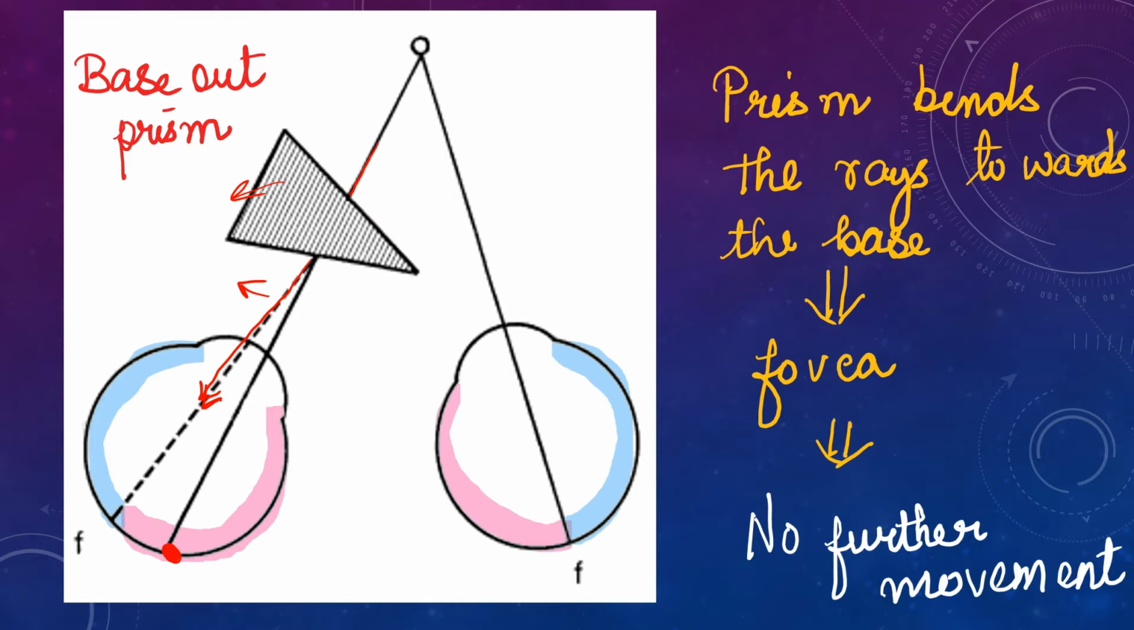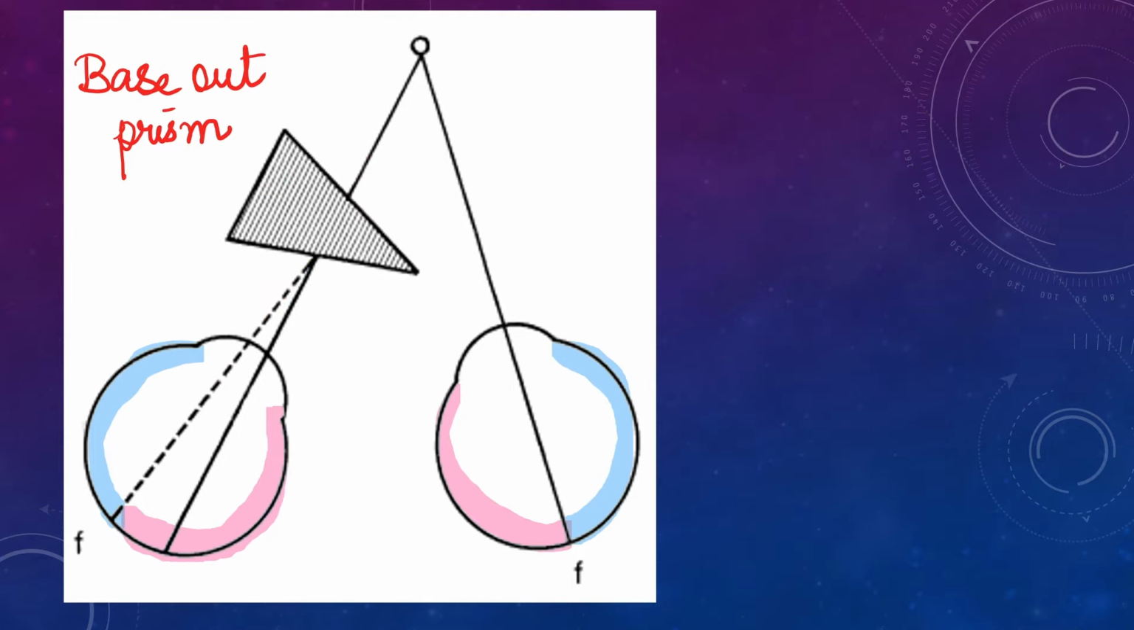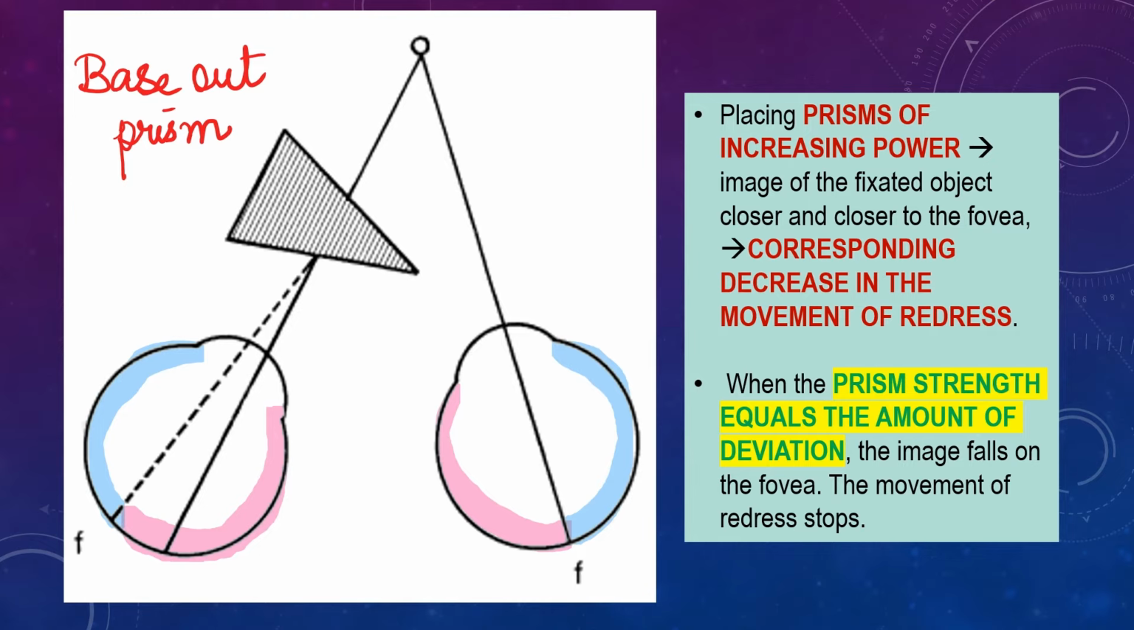So as we start putting the prism, initially we will put prisms of, say, lesser power. Say initially we put some 5 prism diopter base out prism. So because of the bending, say the image now shifts here, but still it is present on the nasal half of the retina. So now still you are going to see some amount of redressal movement towards outside. Now suppose we increase it to 10 prism diopter, again the redressal movement will decrease. That means the image is moving closer to fovea, but it is still not on the fovea.